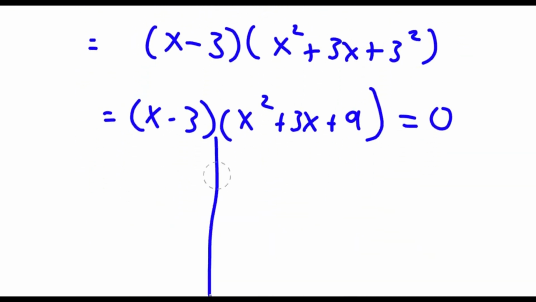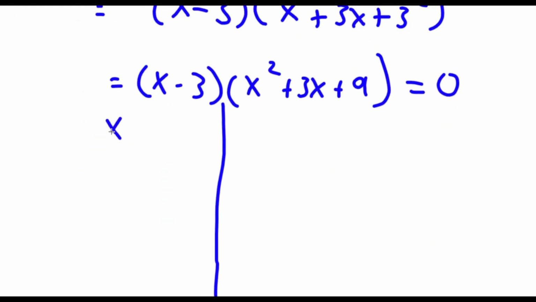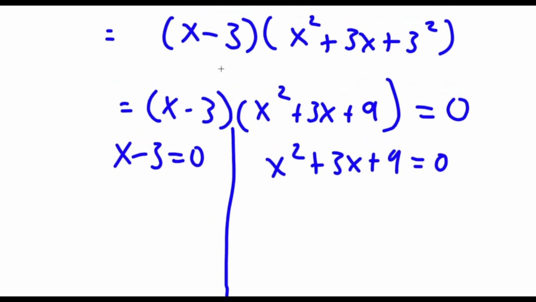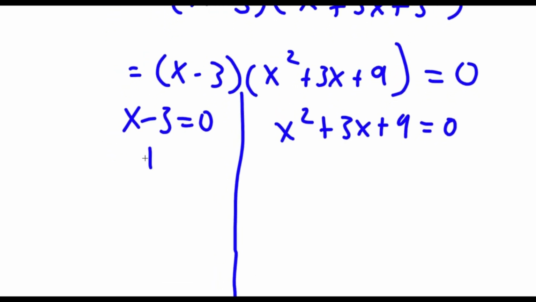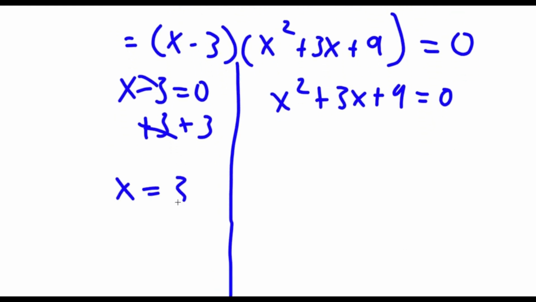So now this gives me 2 equations. I have x minus 3 is equal to 0, and I also have x squared plus 3x plus 9 is equal to 0. So for x minus 3 equals 0, all I have to do is add 3 on both sides. These two cancel out, and I'm left with x is equal to 3. So this is one solution.